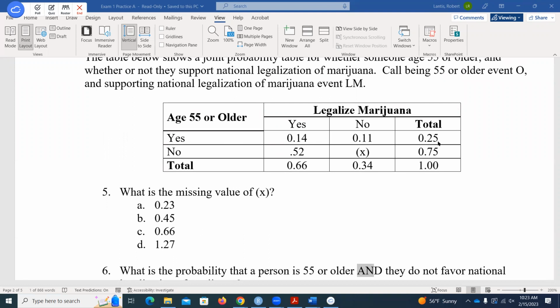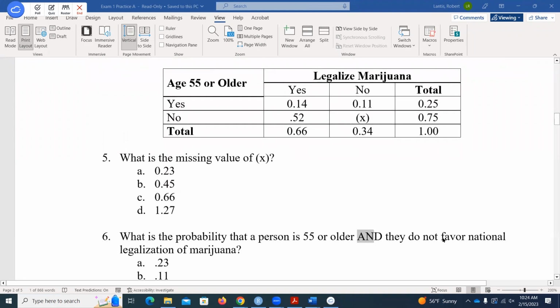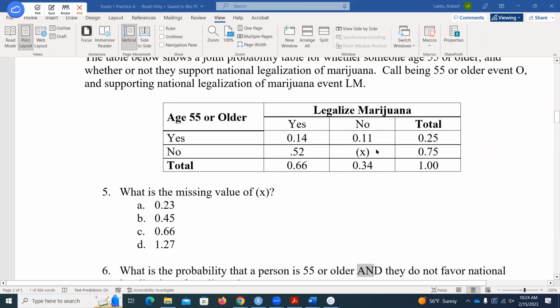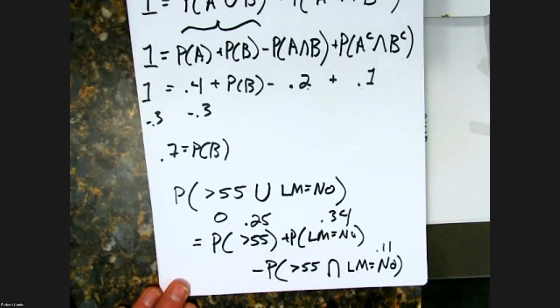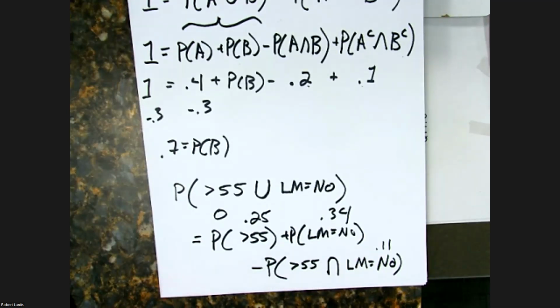So I'm just going to write that in and we'll switch over in a second. I then would want, okay, what's the probability of the other event, which is that they don't want marijuana legalized. So that would be down here as 0.34. And then if I subtract out their intersection, right? So here's their intersection, which is that they're older than 55 and they don't, so 0.11. Well, now hopefully I've got those three probabilities. I plug them in. That's what I wanted. This should be relatively easy.